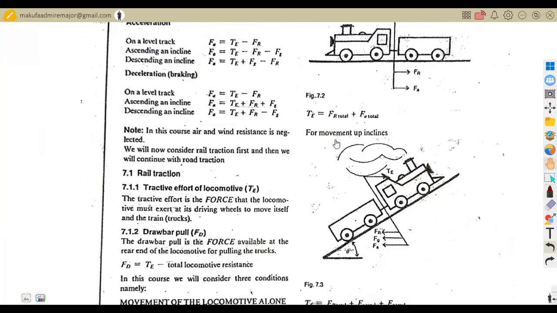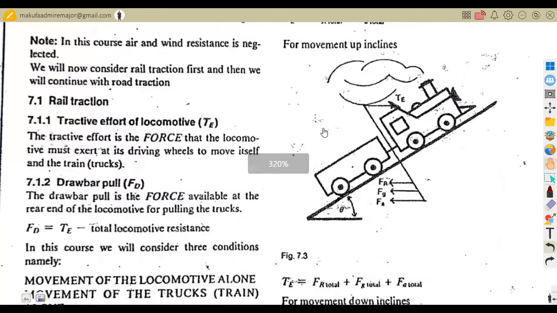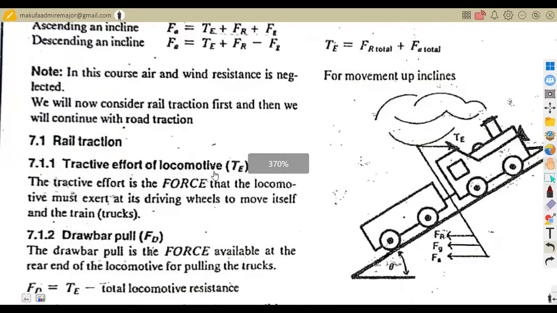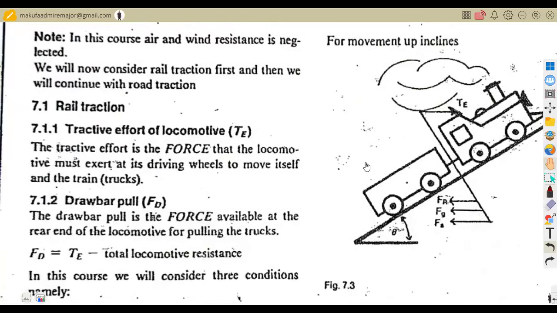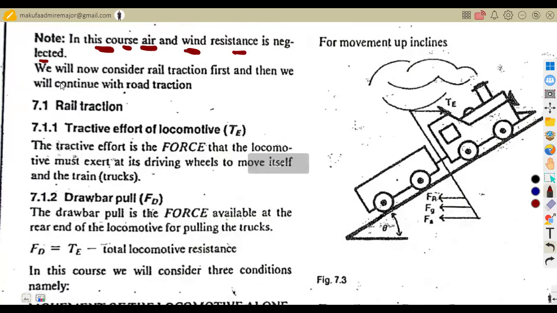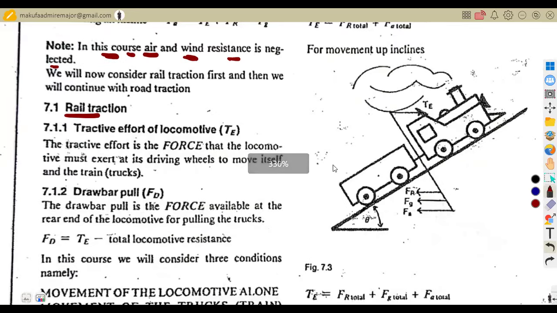Okay, so this is it here. Then another thing to take note of is that in our syllabus, or in this course, air and wind resistance is neglected. We are not considering all those. We are just considering the three. So this is the part of our rail traction.